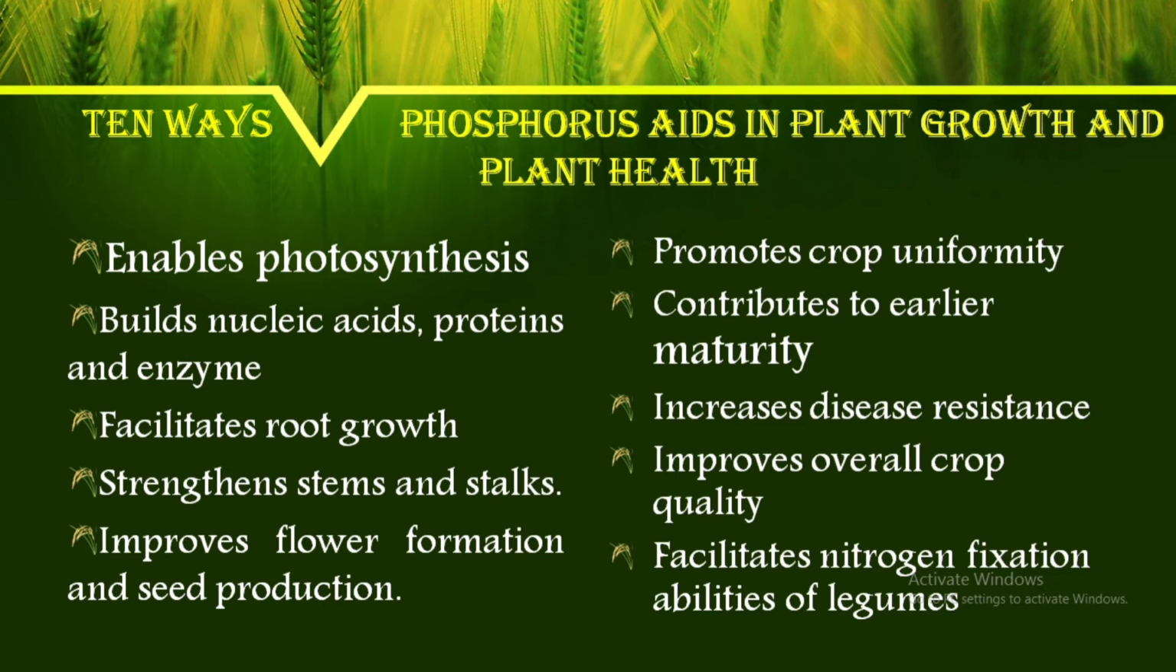There are 10 ways phosphorus aids in plant growth and plant health. It enables photosynthesis. It builds nucleic acid, protein and enzyme. It facilitates root growth. It strengthens stems and stalks. It improves flower formation and seed production. It promotes crop uniformity. It contributes to earlier maturity.